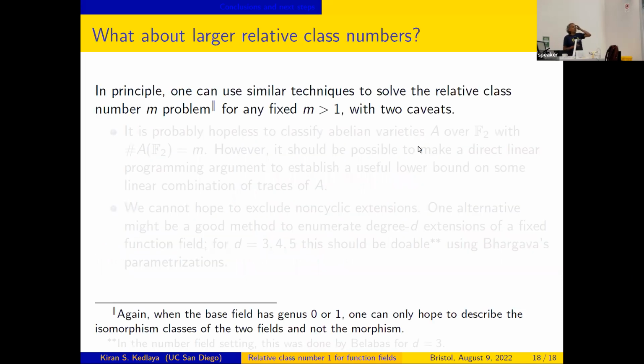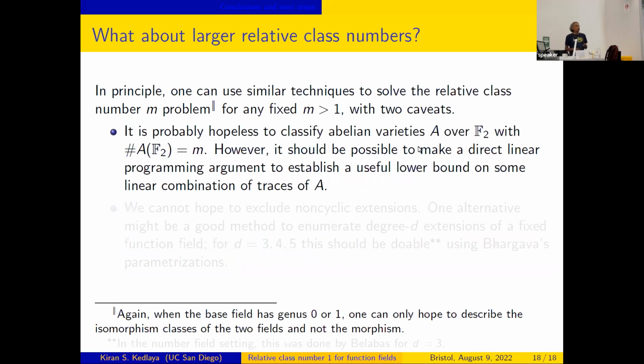And I want to finish by saying, well, what about relative class number m when m is bigger than 1? It's a natural thing to do. I haven't looked at it. There are 2 things you would have to do differently. So these are invitations for future work.